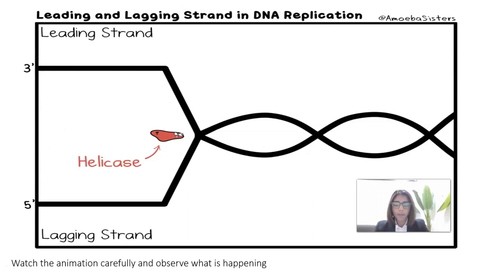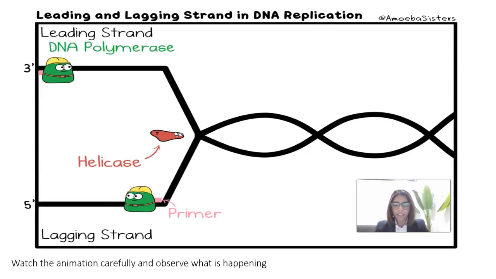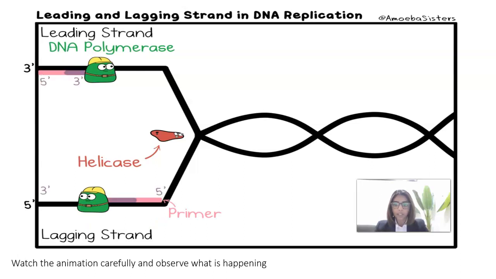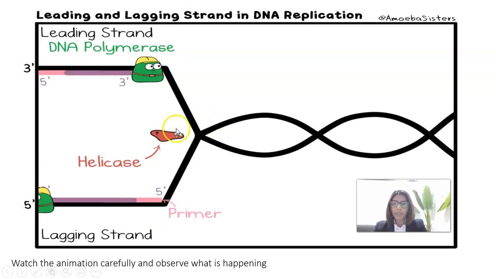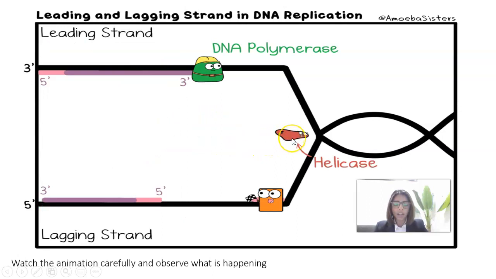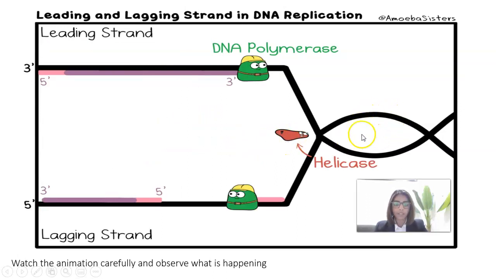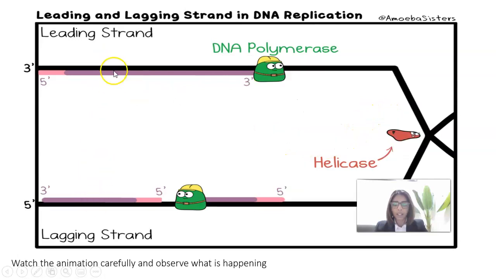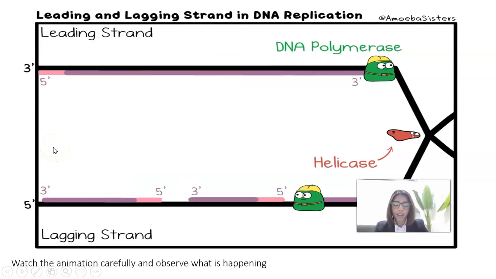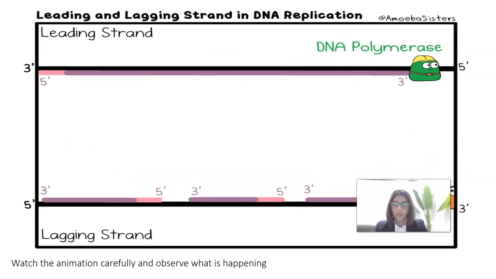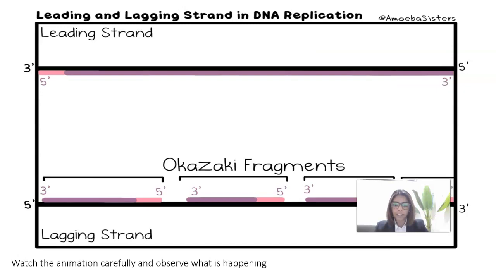So this little animation just shows you what's happening here. So take the time to watch it a few times. First of all, we have the enzyme helicase, which is unwinding and unzipping that DNA molecule. So instead of it being twisted, we have two parallel strands. We saw the primer coming in that was telling us where to start coding from. I'll come back to that in a second.